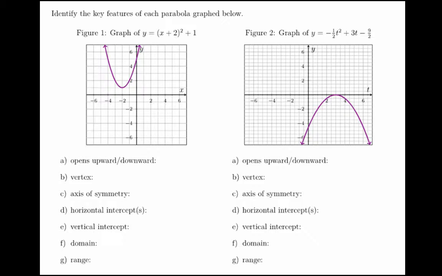In this first graph, we can see a parabola that appears to have a minimum point of -2, 1, and points upward. We see arrows on each end, and we can see that it's passing through that point 0, 5. So let's record this. Looking at the key features, the first one we're looking at, does it open upward or downward? And we've identified that it opens upward.